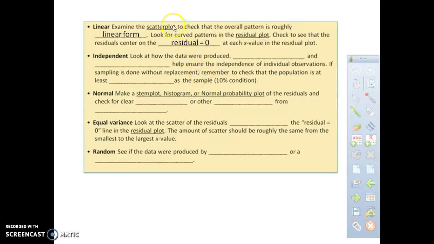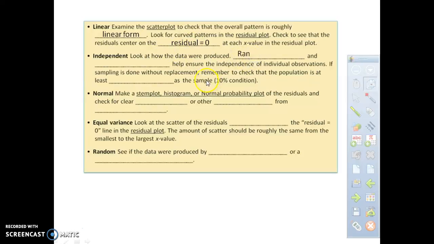So those are the two graphs you're going to do, and those are the two things you're going to look for: linear form, and that you have a scatter about the residual equals 0 line. This is the same analysis we did when we actually learned how to perform linear regression analysis earlier in Chapter 3.